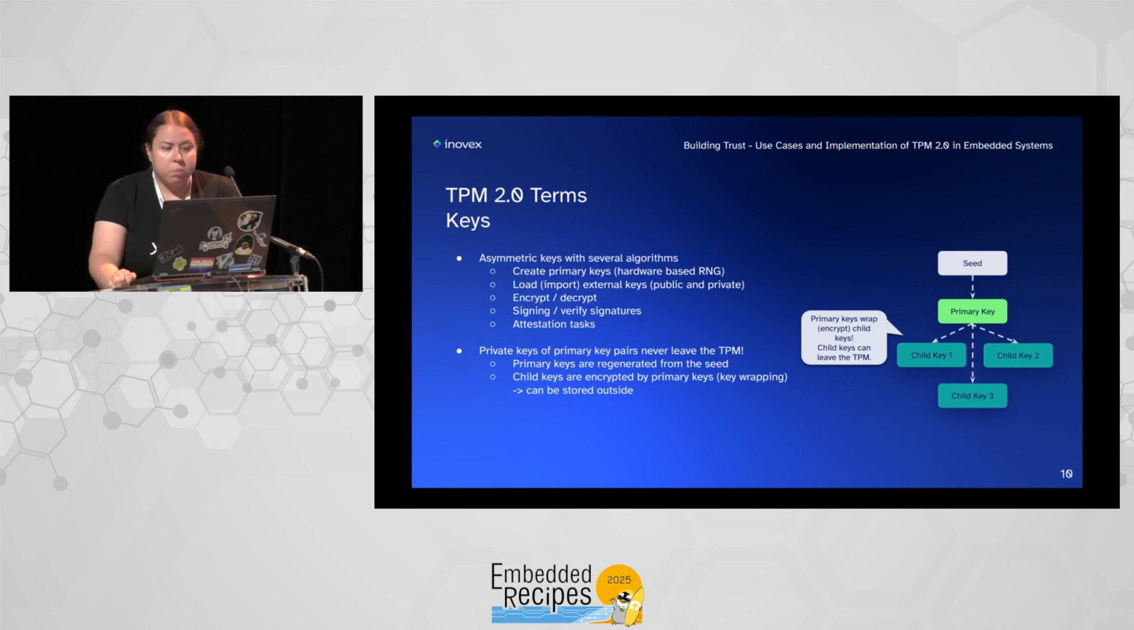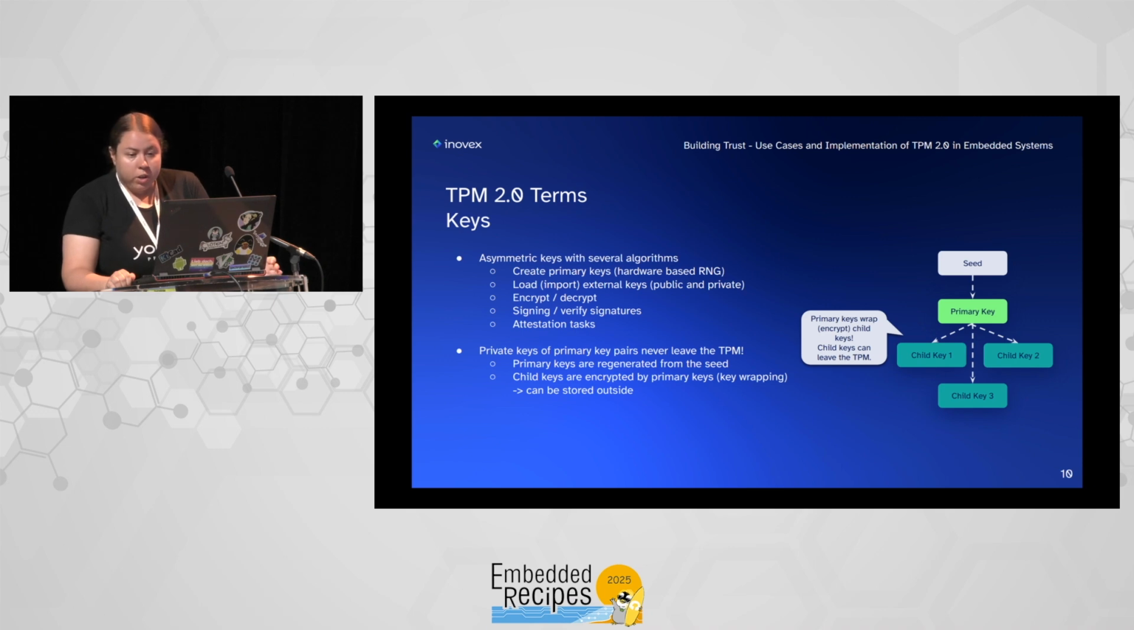You can also import external keys, public and private. You can use the keys for the usual key functionality stuff for encrypting, for decrypting, for signing, attestation tasks. And the one nice thing about TPM is the thing with primary keys and child keys. Primary keys are really part of the TPM. They're derived from a seed, the cryptographic root. And the primary keys, the private part of them, never can be extracted from the TPM.